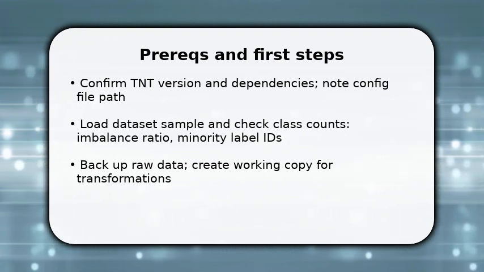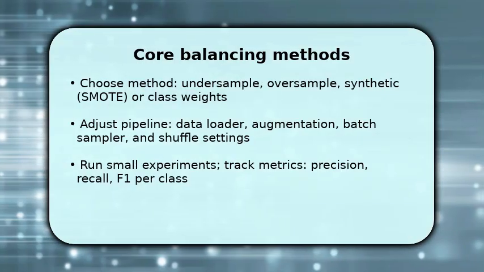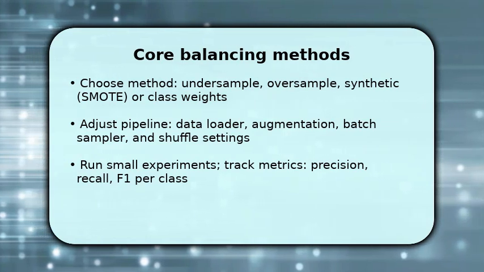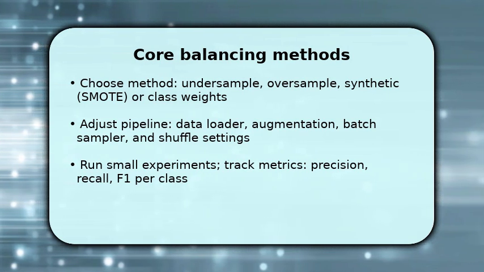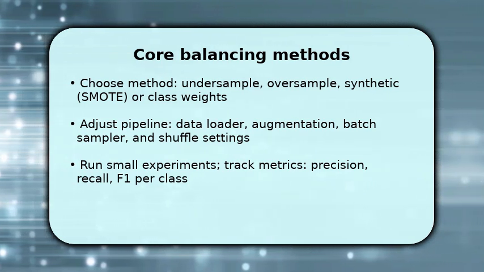Now you pick a balancing approach based on data size and noise. Undersample for very large majority classes, oversample or SMOTE to enrich minority examples, or use class weights during training.